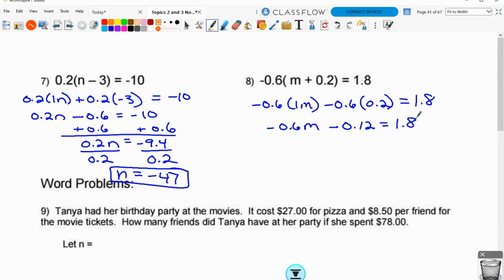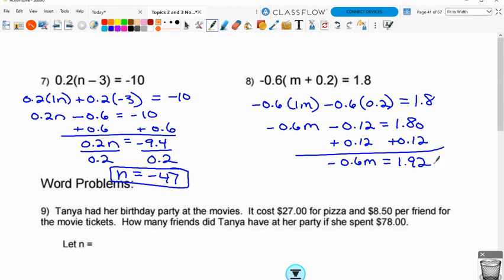And so we have to get the -6/10 m by itself on the left-hand side. There's the -12/100 that we need to remove, so we're going to add 12/100 on the left, which means we're going to add 12/100 on the right. On the left-hand side, -12/100 plus 12/100 is 0, leaving us with the -6/10 m. And on the right-hand side, 1 8/10 plus 12/100 is going to be 1 92/100.